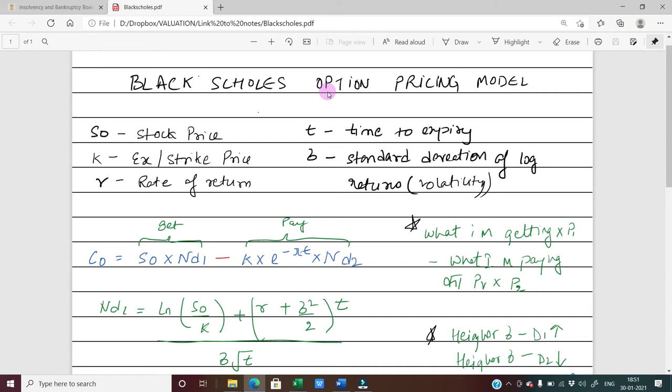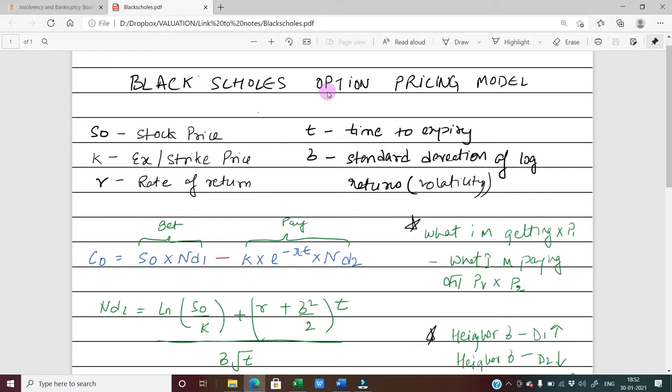Good evening, friends. Today we will be discussing the Black-Scholes option pricing model. Black-Scholes won the Nobel Prize for this particular formula, which is basically used for valuation of European call options. The Black-Scholes model uses certain parameters to calculate the value of options.